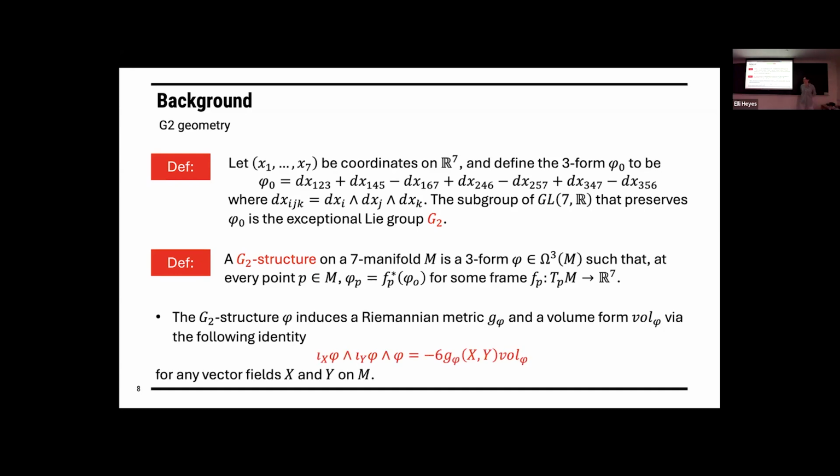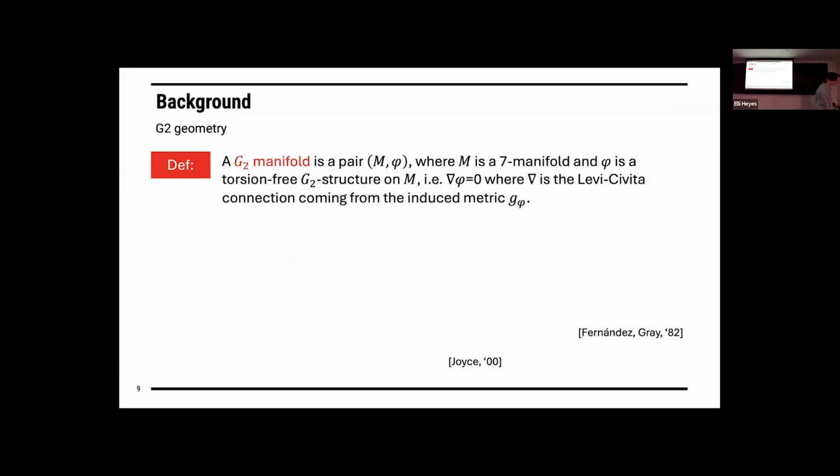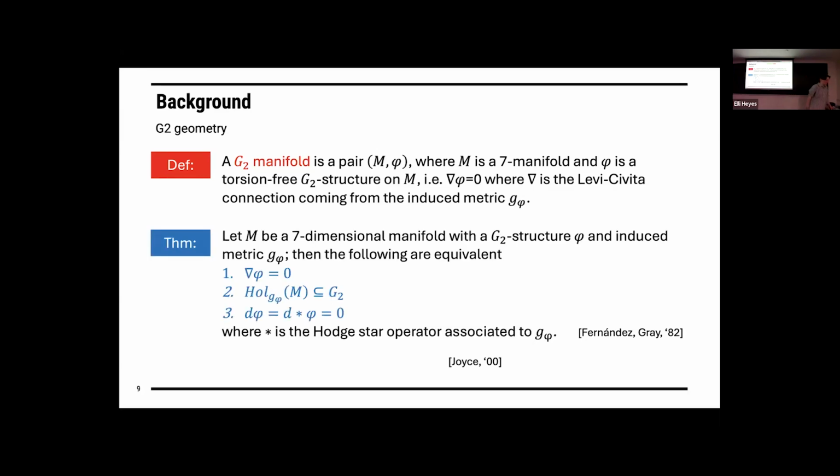Then given a G2 structure, we can get an induced metric and volume form using the following identity. And then a G2 manifold is just any 7-dimensional manifold that admits a torsion-free G2 structure, where the torsion of the G2 structure is defined by the Levi-Civita connection coming from the induced metric. It can be shown that having a torsion-free G2 structure is equivalent to your G2 structure being both closed and co-closed, and also equivalent to the holonomy of your induced metric being contained within G2. An important point to note is that if we want to have full holonomy G2, then the fundamental group of our manifold must be finite.